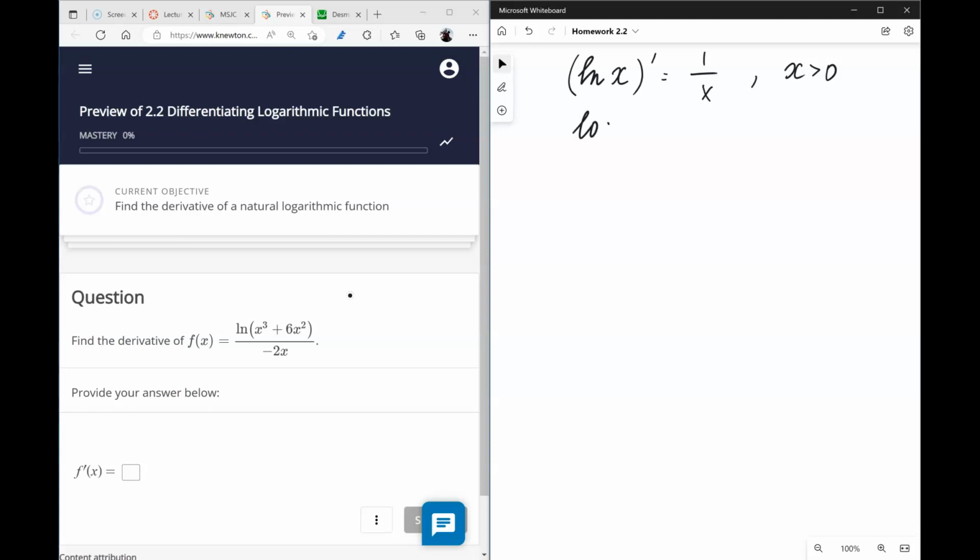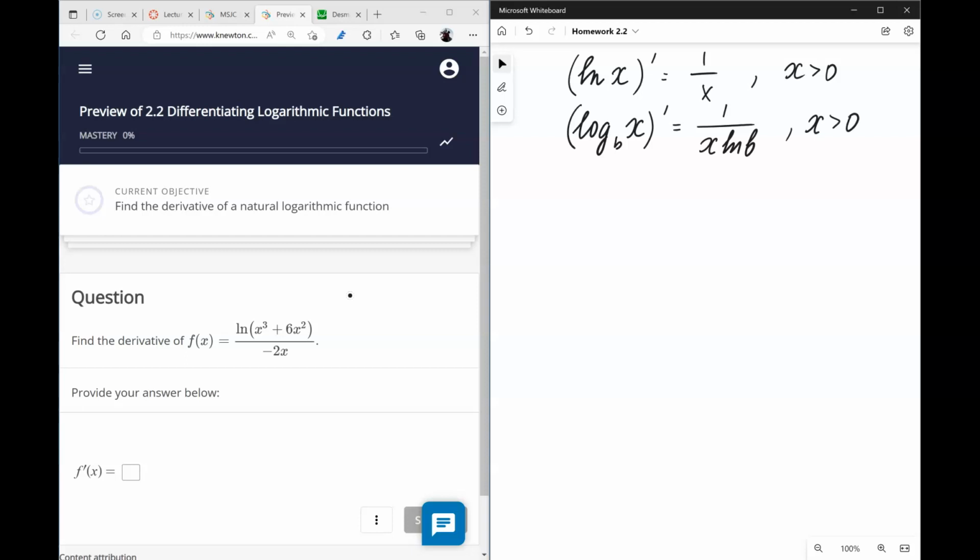Now, when we have log of x base b and we're finding the derivative, we can simply use the change of base formula, and then the derivative of this will be 1 over x ln b, and also it only makes sense when x is positive.